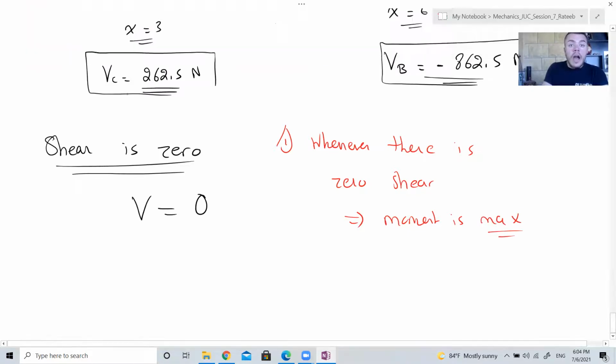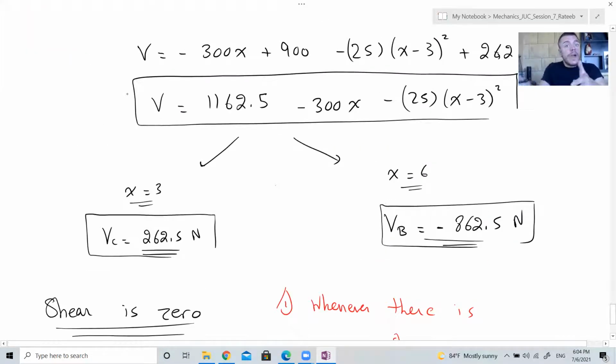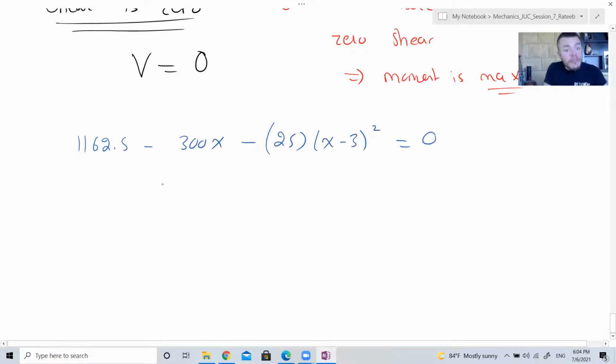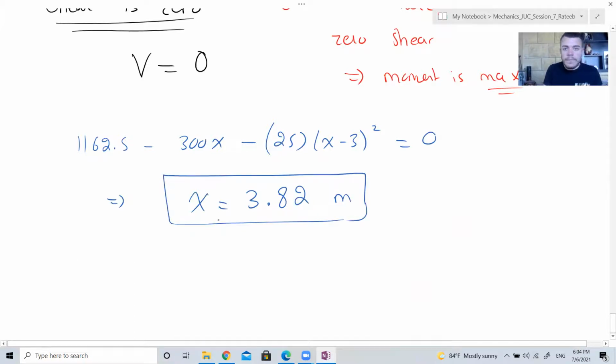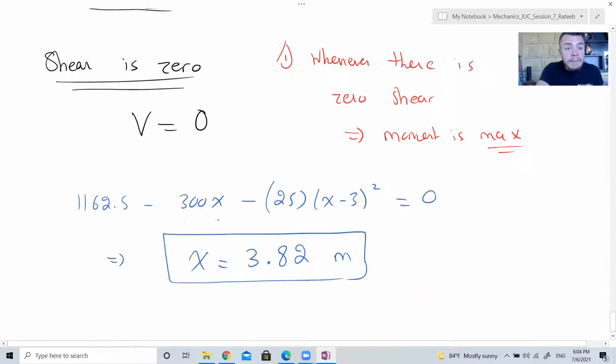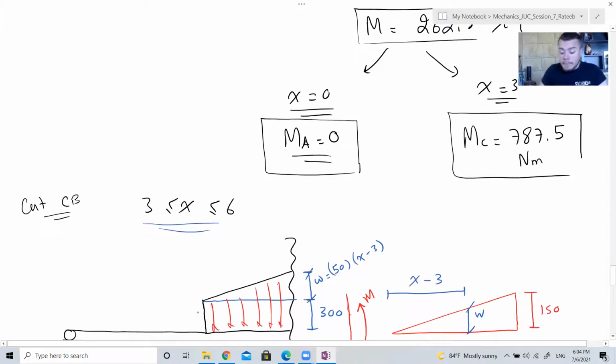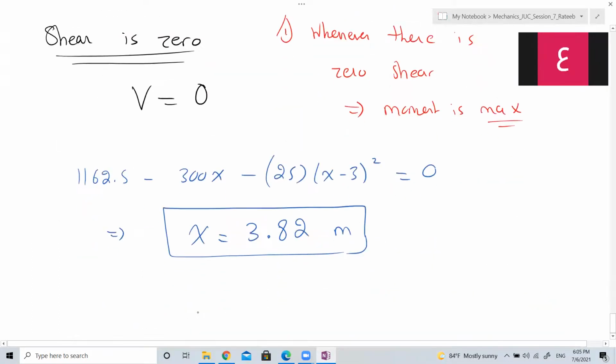Okay. So I want to solve for x where V is equal to 0. That means 1162.5 minus 300x minus 25 into x minus 3 squared is equal to 0. If you solve this on the calculator, you would have that x is equal to 3.82 meters. Is this result acceptable if you go back and look at the range for x? Is this result in the acceptable range? 3.82. Yes. So we're good.